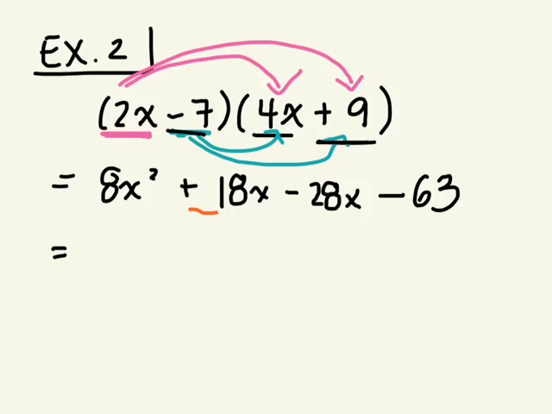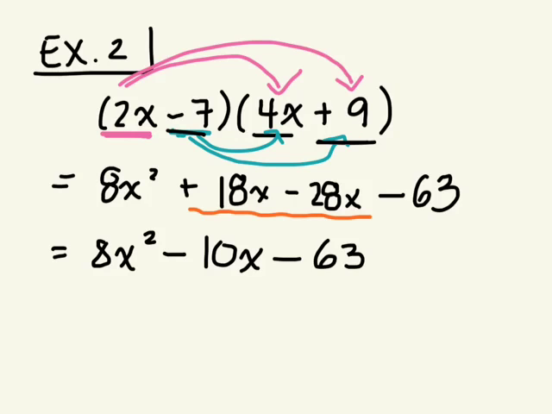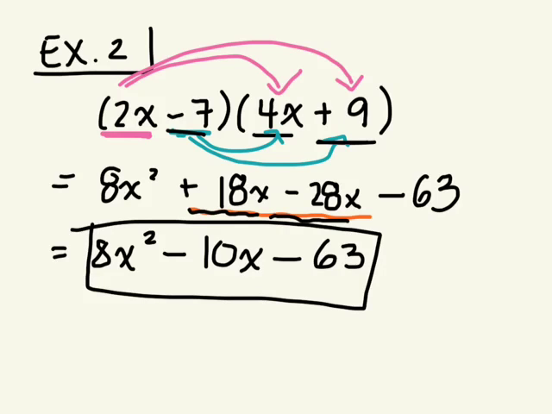Combine your like terms. Those are the only like terms, right? What's the final answer? Minus 10x. No, it's positive 18. Take away 28. Raise your hand if you got this as your final answer. You should have 8x squared, negative 10x, and negative 63.